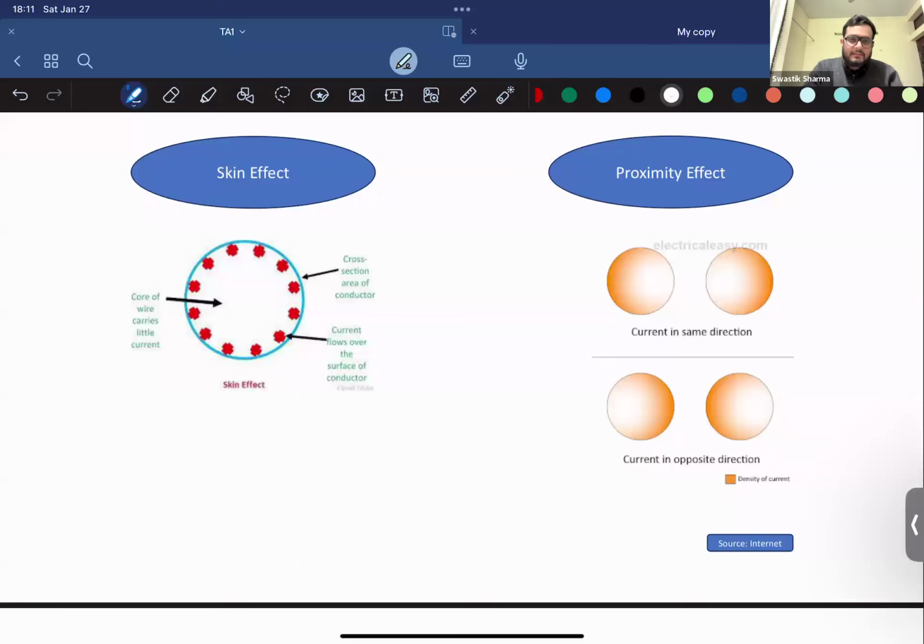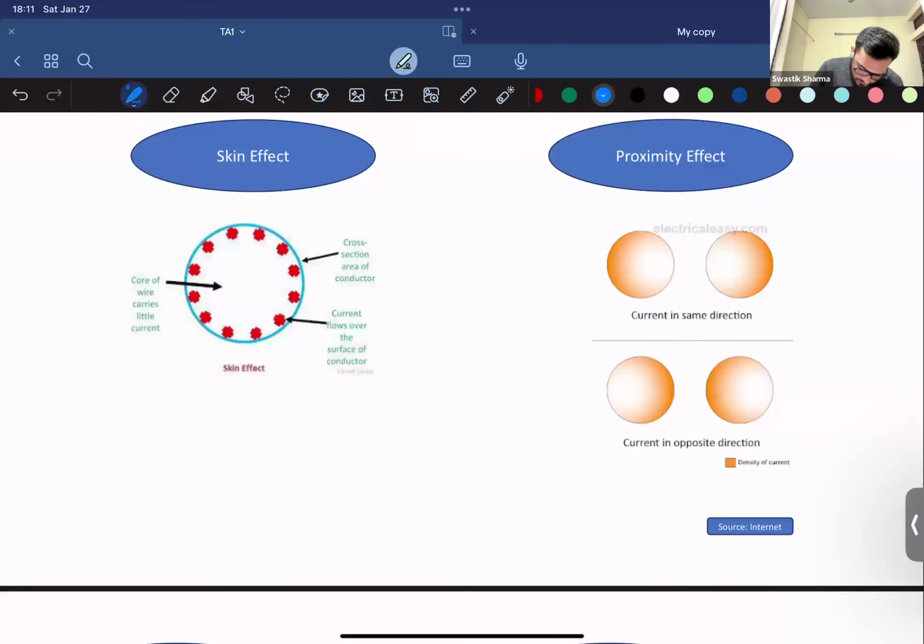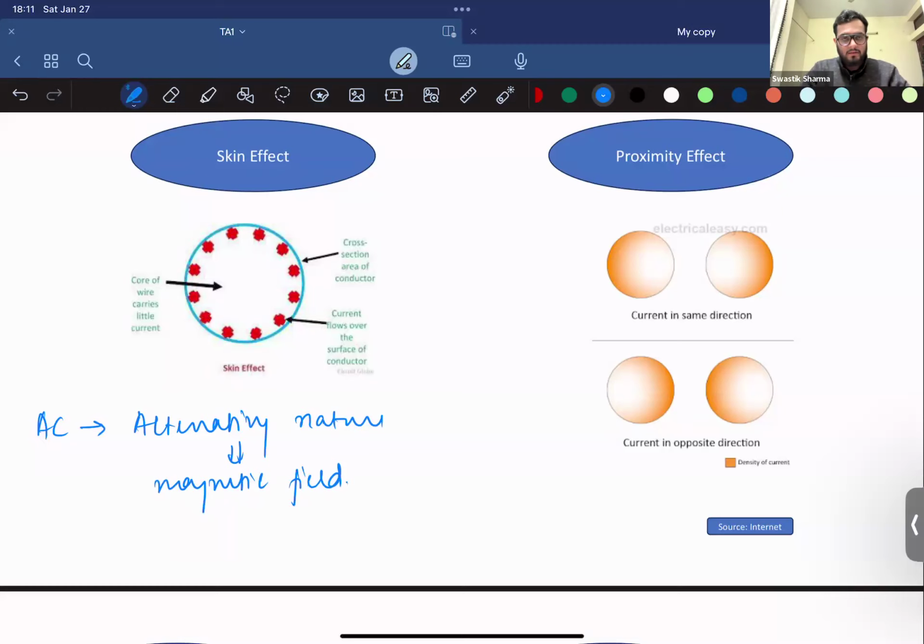So usually in AC, what happens is, AC being pulsating in nature, due to its alternating nature, a time varying magnetic field is generated when it flows through a conductor. Due to this time varying magnetic field, eddy currents are generated. These eddy currents, due to the inherent Lenz's law, oppose the very mechanism that helped in the formation of these eddy currents. So they oppose the magnetic field, or they oppose the main current that flows in the conductor.